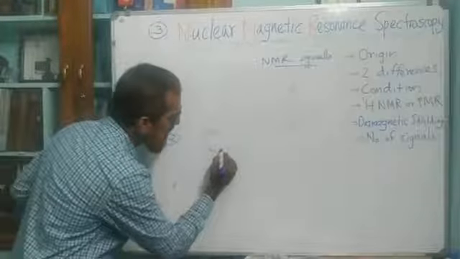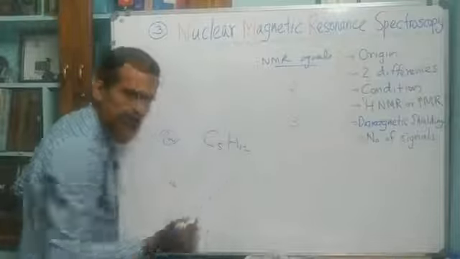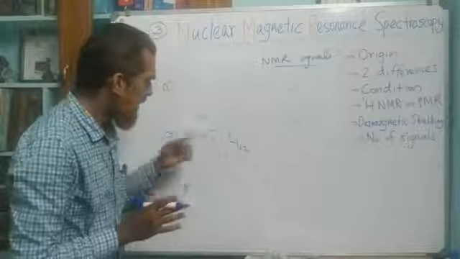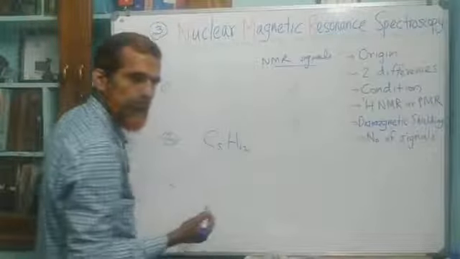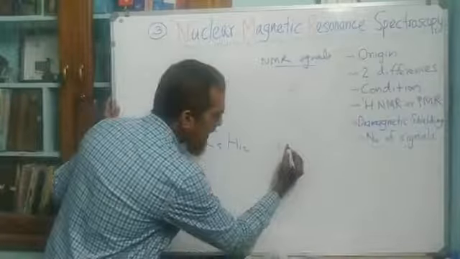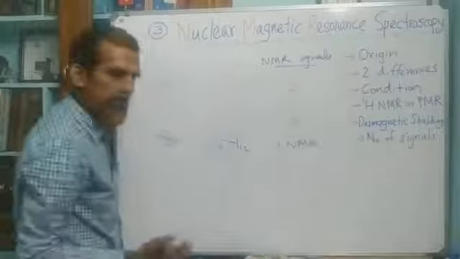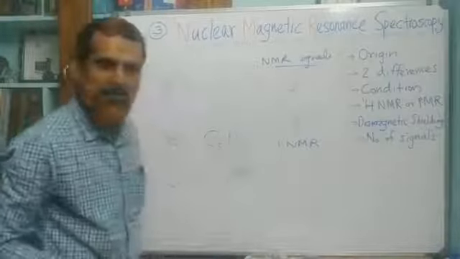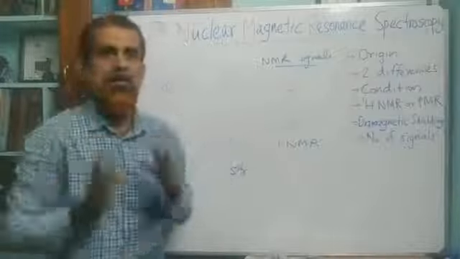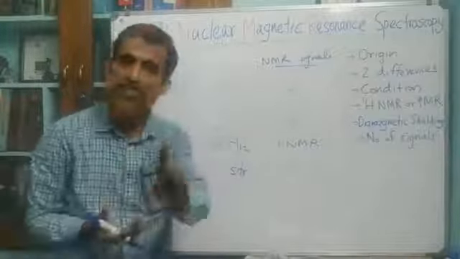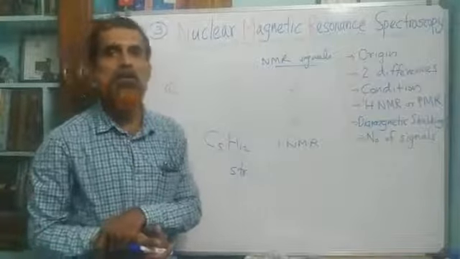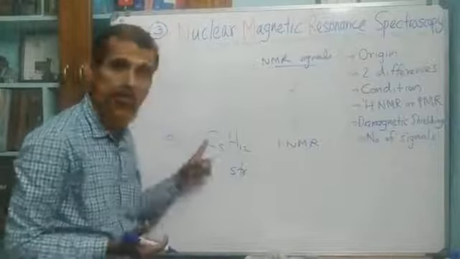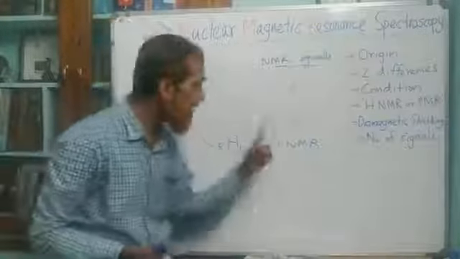A molecule has the formula C5H12, right? This is the molecular formula of a compound. And the information is that this gives only 1 NMR signal. Predict the structure. Only this information can lead you to the structure of this molecule. That's why I said NMR is the most powerful technique for structural elucidation. So what is the structure of a compound having the molecular formula C5H12 which gives only 1 NMR signal?